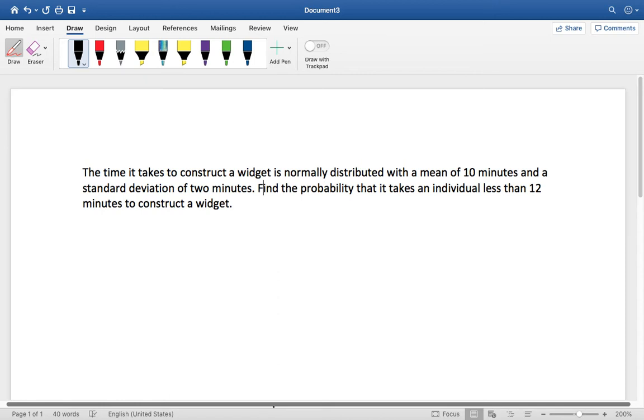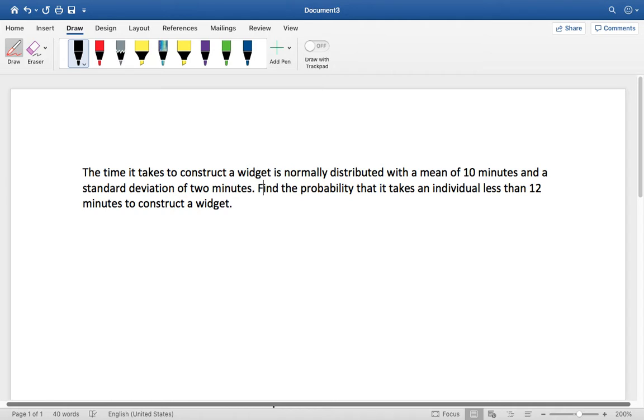Let's look at this example. The time it takes to construct a widget is normally distributed with a mean of 10 minutes and a standard deviation of 2 minutes. Find the probability that it takes an individual less than 12 minutes to construct a widget.